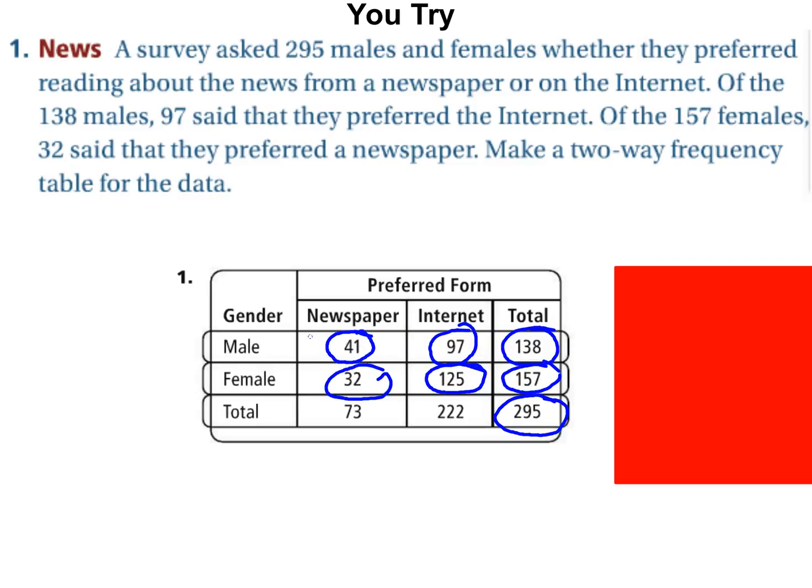Now that we have everything we need for the columns, we can add those columns, male and female, to get 73 for newspaper, and for internet, adding that column we get 222. So the total number of females that preferred the internet was 125. The total number who preferred newspapers is 73. The number of males that were surveyed is 138. There were 295 people that were surveyed.